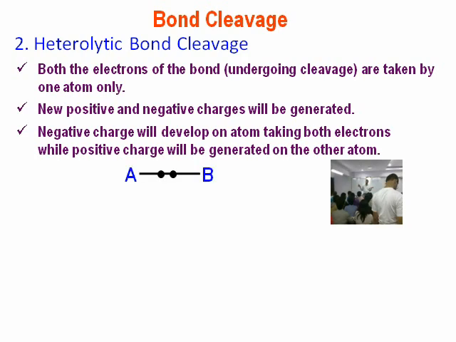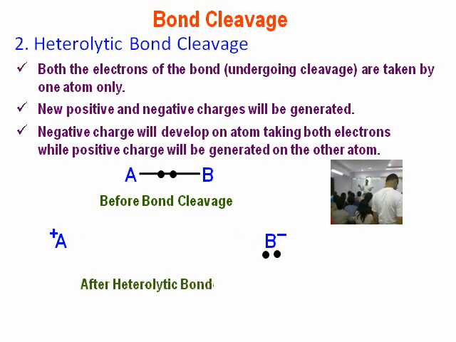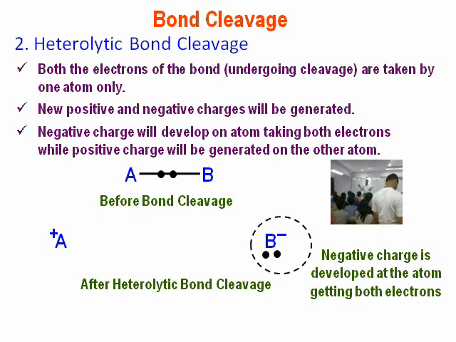This is the AB molecule. Let us assume B will take both the electrons when the bond will be broken. So in this way, both electrons are moving on to B. So therefore, B will become negatively charged and A will become positively charged. This is after heterolytic bond cleavage. Negative charge will develop on that atom which has taken both the electrons.